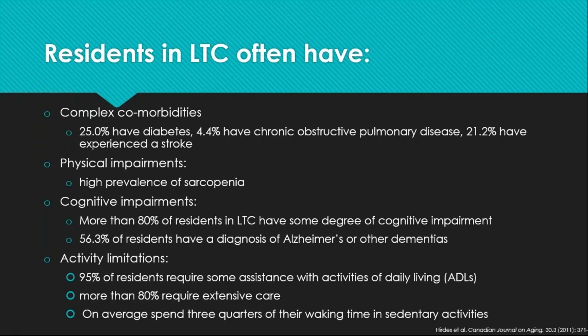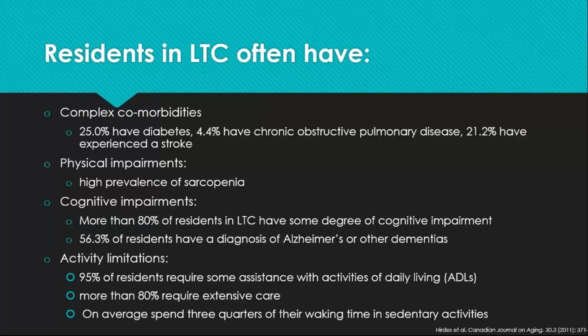As well, a lot of residents do have cognitive impairments. More than 80% have some degree of cognitive impairment, while about 56% have a diagnosis of Alzheimer's or other dementias. So this is something that we really need to consider when we are prescribing exercise or physical activity to help residents maintain and improve their mobility.